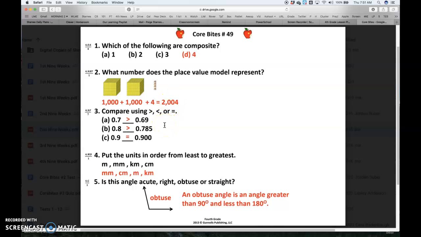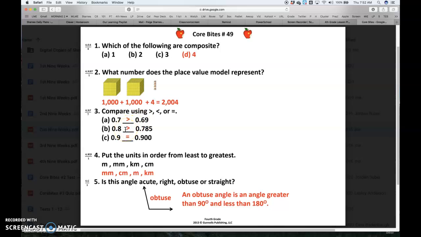For your decimals down here, you're comparing greater than, less than, or equal to. So we're getting there to learn about decimals, but what you've got to remember is the closer it is to the decimal, the bigger the number is, the greater it is, okay? So this is really 70 hundredths. This would be 69 hundredths. So if you're thinking of pennies, 70 pennies are more than 69 pennies. So that's why 7 tenths is greater than 69 hundredths.